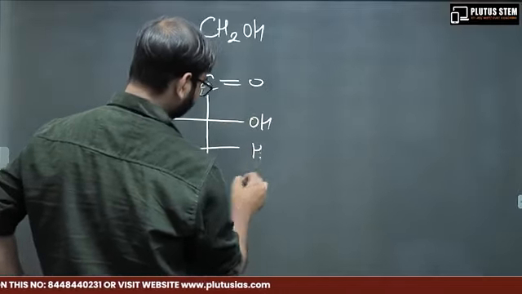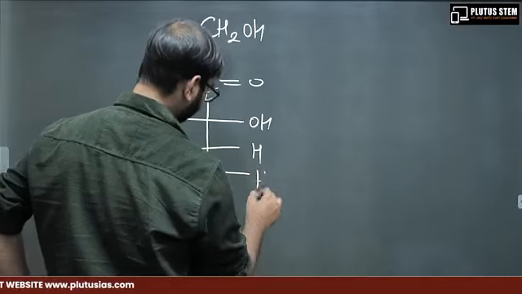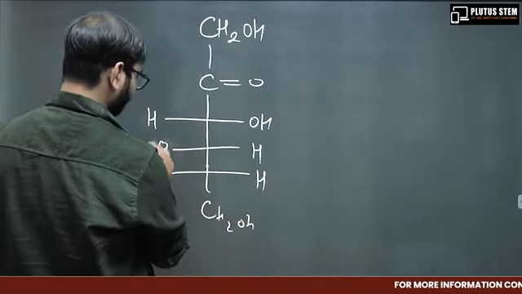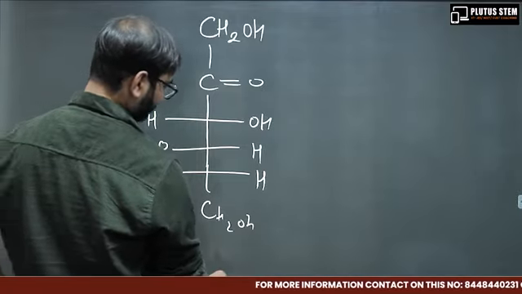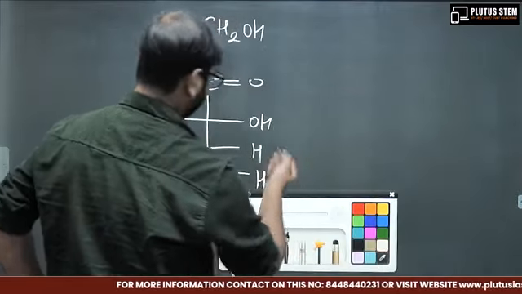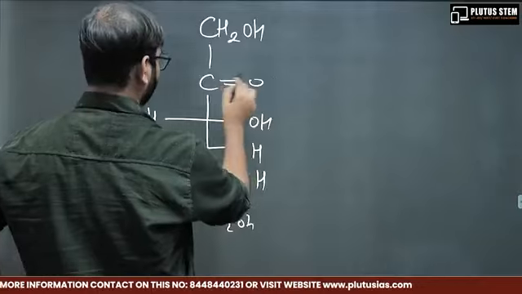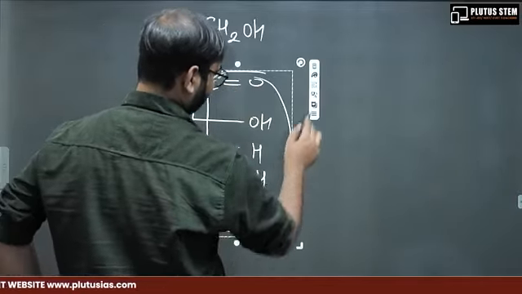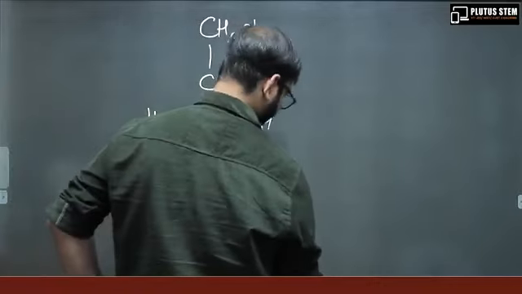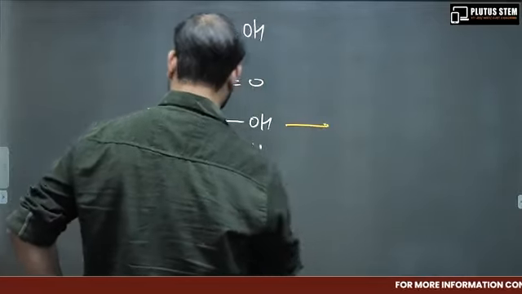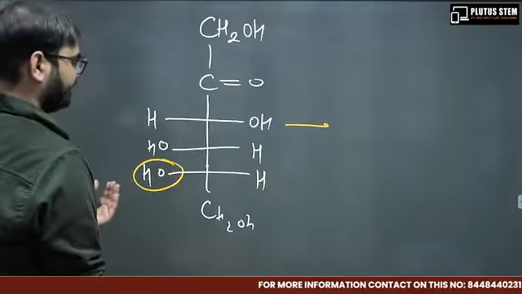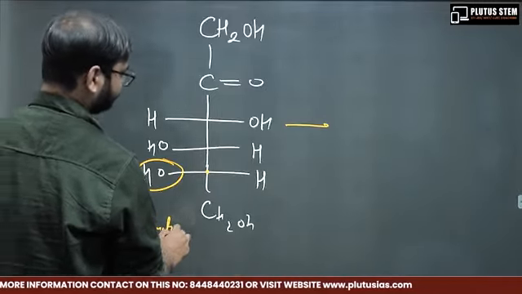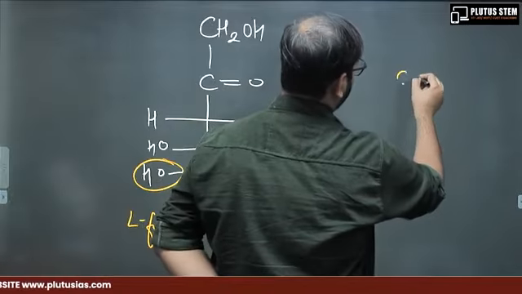OH, CH2OH, OH, and this should be OH. Here, the rest of the groups remain the same. I only have this portion, so it can make a 5-membered ring. Since it can make a 5-membered ring with the OH, I can draw it like this. Here, OH is on the left hand side on the second last carbon, so this is L-fructose, making the structure a 5-membered ring.